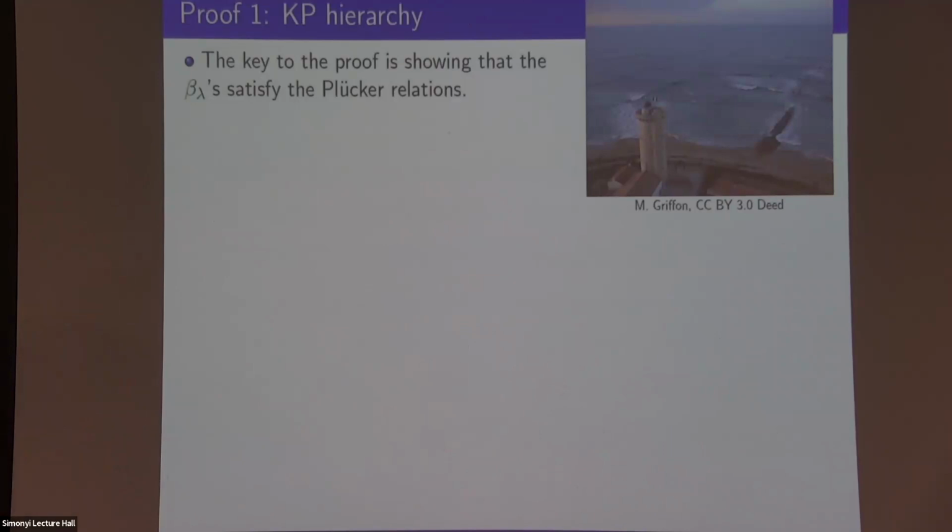Just want to say a word about the proof. One thing we had to show is that these beta lambdas commute. That turned out to follow from a trick from Kevin's previous work. The other difficult thing we had to do was show that these beta lambdas satisfy the Plücker relations. It turns out once you do that, everything else falls into place.